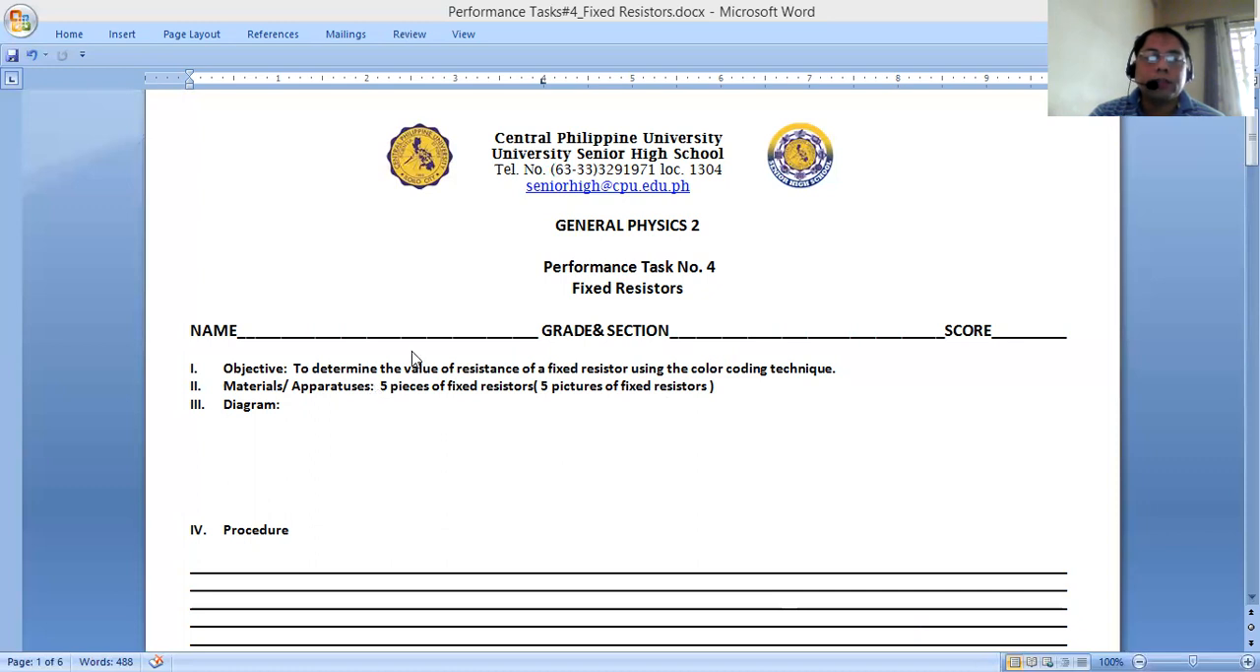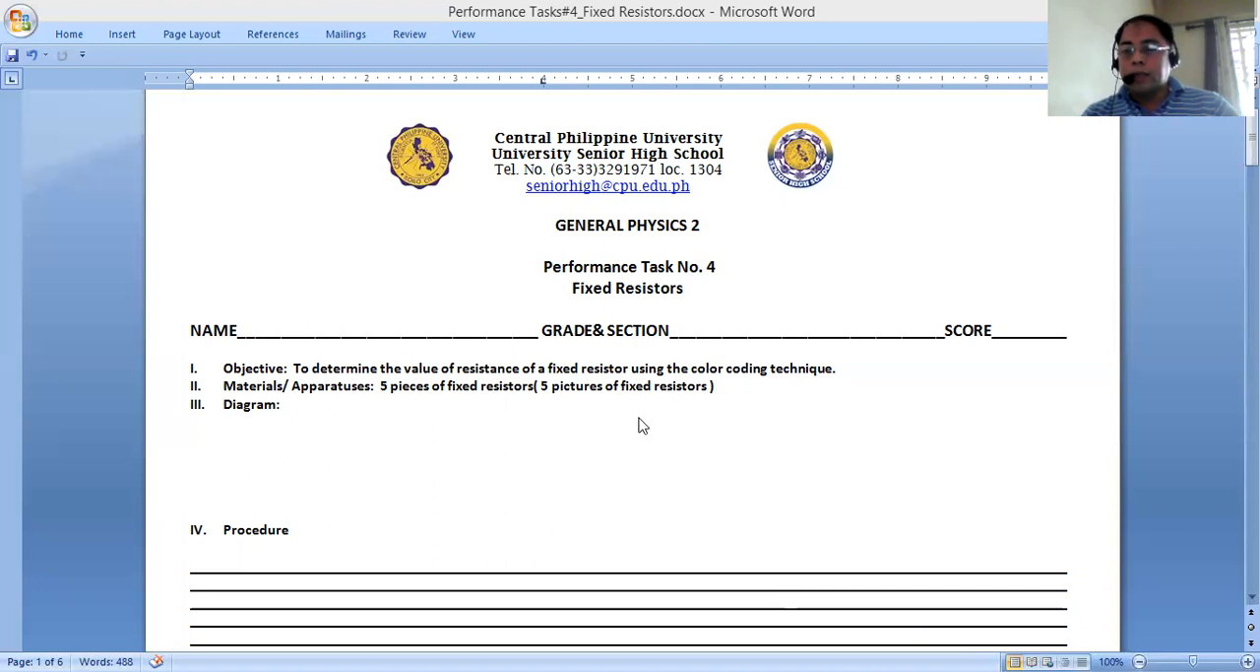The objective of the activity is to determine, if you're given a fixed resistor, how do you know its value? It is marked by some colors on the side. With the use of those colors, we are going to figure out the value of that fixed resistor, given the color code on the side of the electrical component. So again, how many resistors would you need or secure?